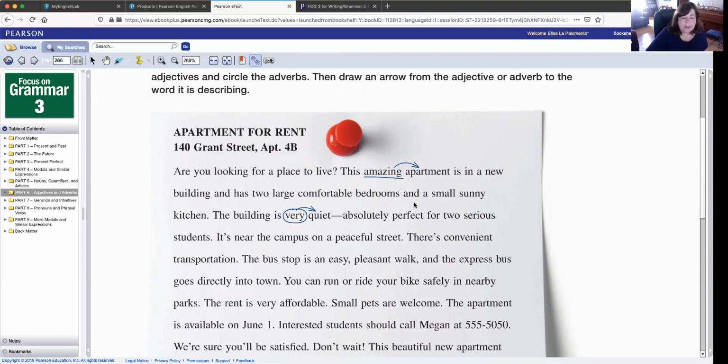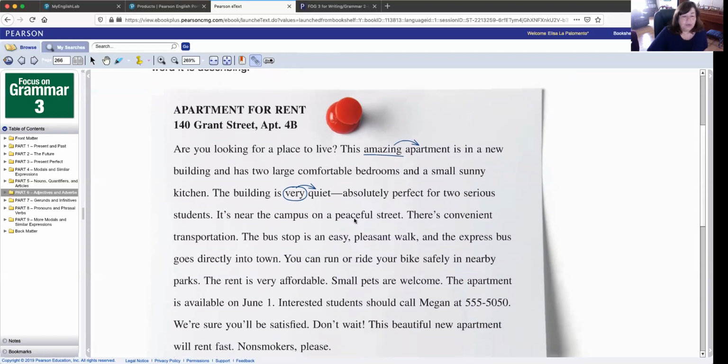And a small, sunny kitchen. Kitchen is your next noun. Let's look for adjectives that describe kitchen. Are there any? Yes, small, sunny. So you would underline small and sunny and put the arrow on kitchen. We'll do the next one because it's done for you and it's an adverb.